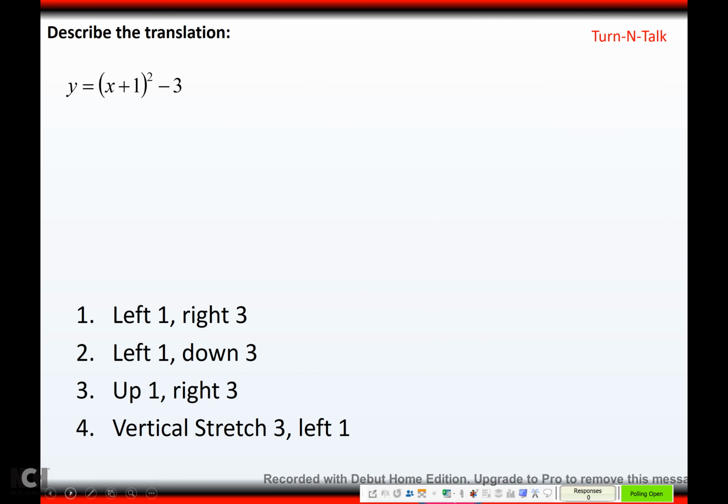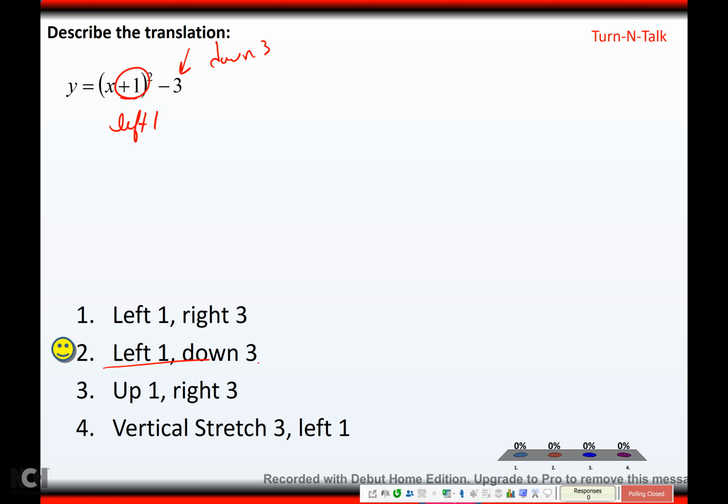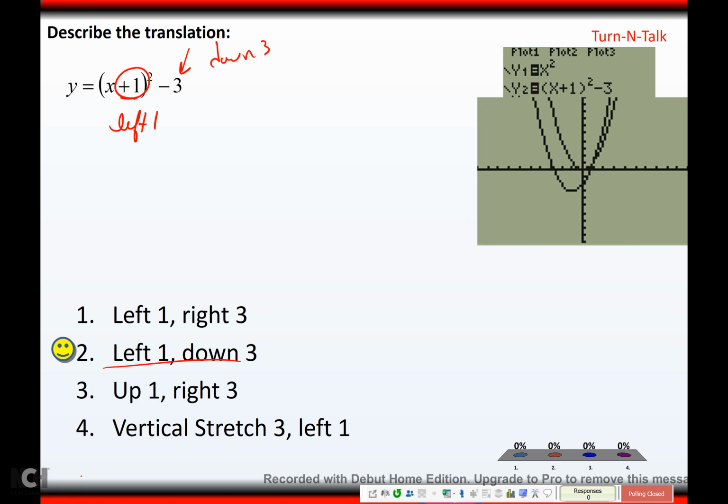Alright, try to describe the translation. Hit pause, come back when you're ready. And good. Here is going to be left 1, because it's with your crazy x's backwards, and here's going to be down 3. And sure enough, there's mother, left 1, down 3, and there's my new one.